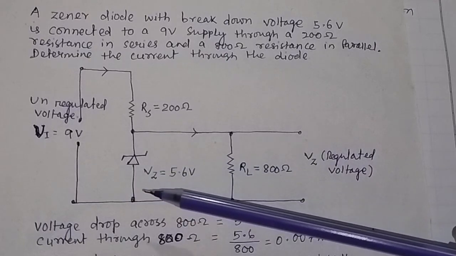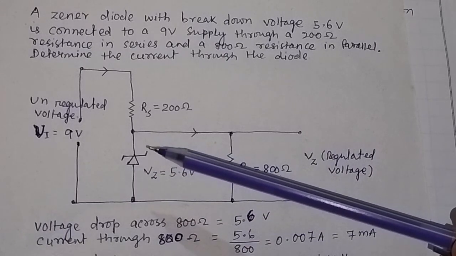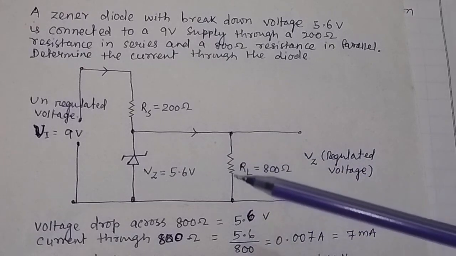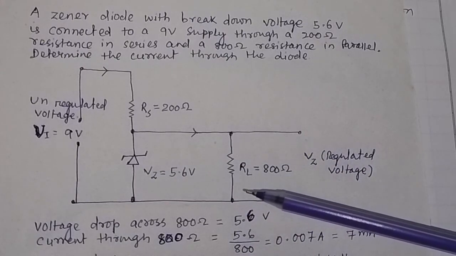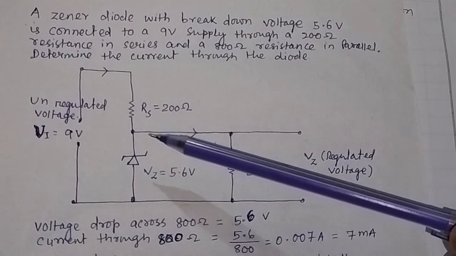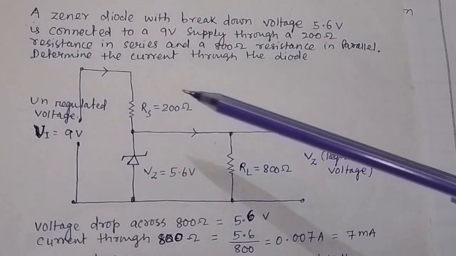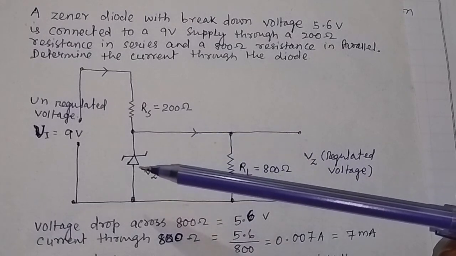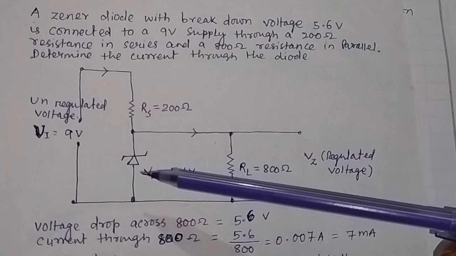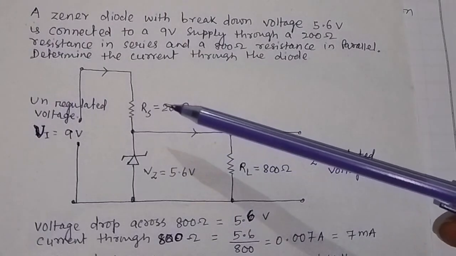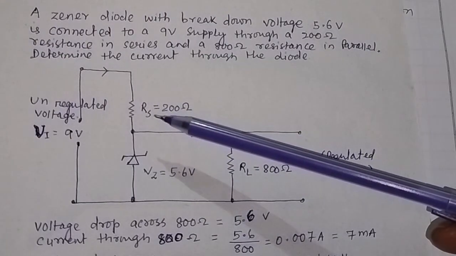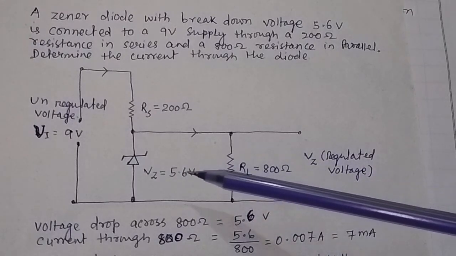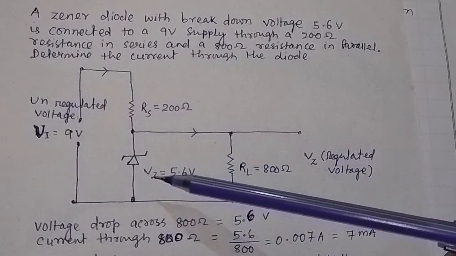To find the current through this zener diode, we have to first find out the current through this load resistance of 800 ohm. Then we will find out the current through this 200 ohm resistance, and current through this zener will be equal to the current through this series resistance minus current through this load resistance. That will be the current through this zener.